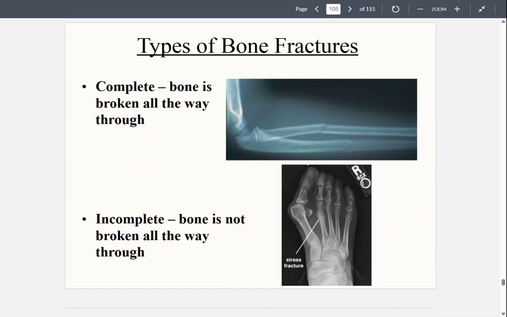Stress fractures tend to be incomplete fractures. Also, annoyingly enough, stress fractures typically have to have a CT done to pick them up. They're not always viewable on an X-ray.